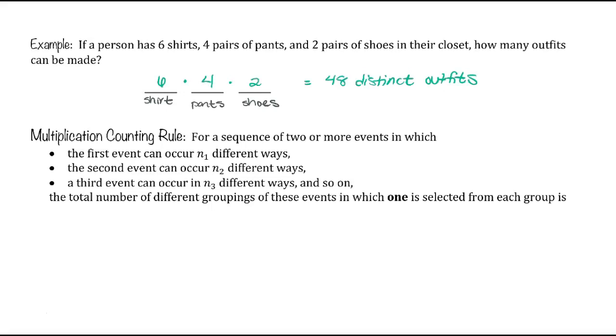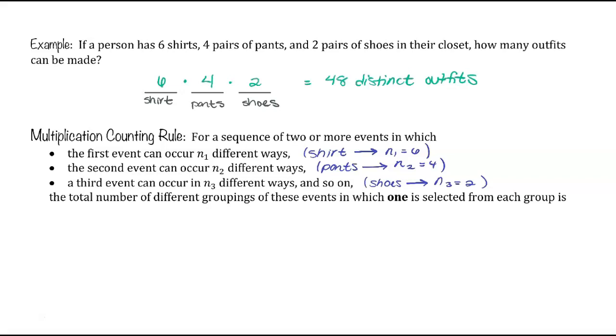If we have a sequence of 2 or more events, which in our example we had 3 events, choosing a shirt, choosing a pair of pants, and choosing a pair of shoes, if the first event can occur in n1 different ways, that was our shirt options that could happen in 6 different ways. The second can occur in n2 different ways. Those were our options for pants, which can happen in 4 different ways. And a third event can happen in n3 different ways. Those were our options for shoes, which could happen in 2 different ways. And so on for any number of events.